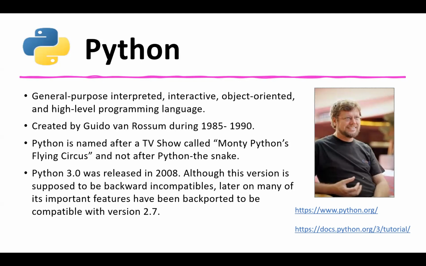As I said, Python was introduced in 1991, and it was named not because of the snake, but because of a TV show. The latest version we are using is 3.12. Python 3.0 was a major release in 2008, and remember, this version is backward incompatible with Python 2.0, although many of its important features were later backported to be compatible with version 2.7. But Python 3 was released in 2008, therefore there are differences between Python 2 scripts and Python 3 scripts.